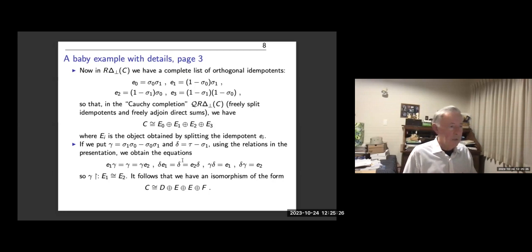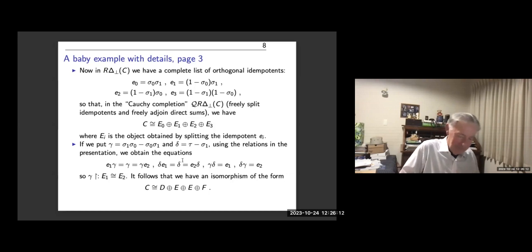But it turns out that E1 and E2 are actually isomorphic, and you can see that by looking at various relations: gamma takes the splitting of E1 into the splitting of E2, and then delta is the inverse for it. They are mutually inverse because gamma delta is equal to E1 and delta gamma is equal to E2. So gamma restricts to an isomorphism between E1 and E2. And so actually we've got that C is a direct sum of only three things, one of them being repeated.